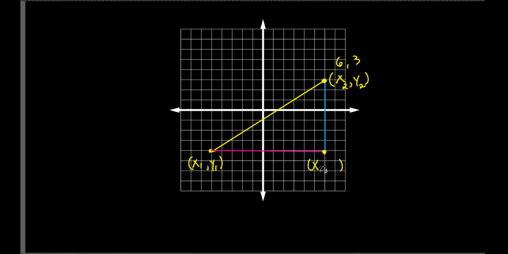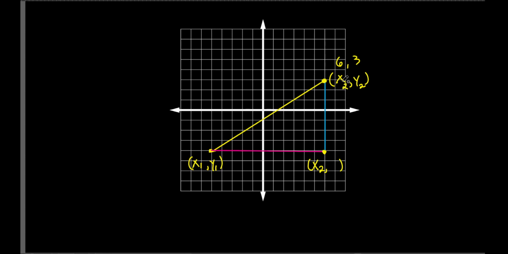X what? X2. You see that? Okay, so I went over 6 and I went down a certain number. Agreed? But I did go over 6. I went over 6 to get up to here. Look, any point that lies along this line right here, I went over 6.